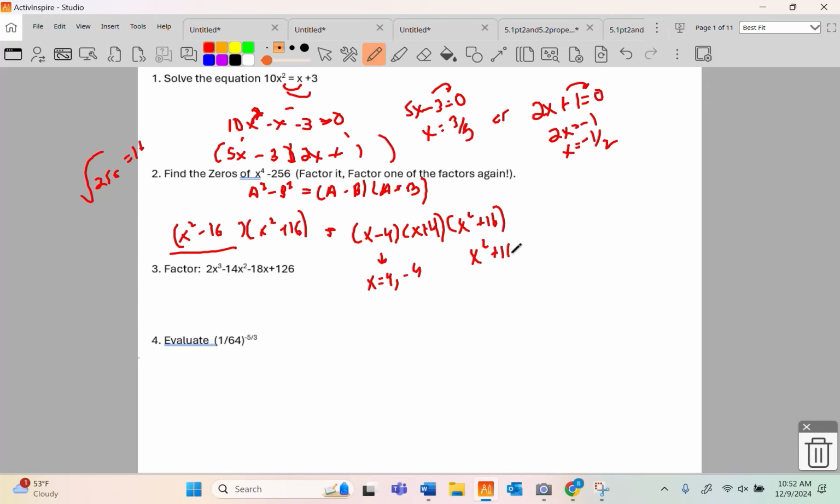And this guy requires that I set it equal to 0. I subtract 16. I counteract the square with a square root. That is not real. It is imaginary. But it's 4i, -4i.